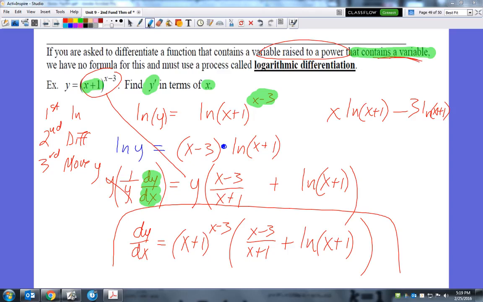And that's it, guys. We are done with this unit. Please make sure that you know how to do this logarithmic differentiation, because you definitely would have one on the test. All right.